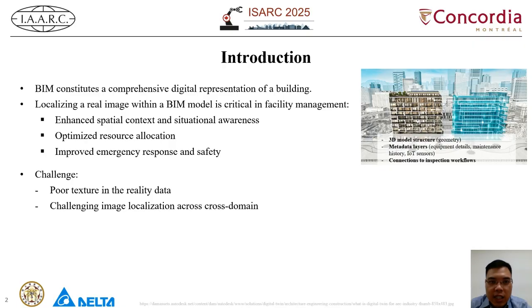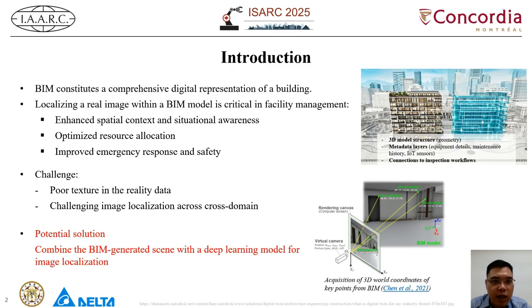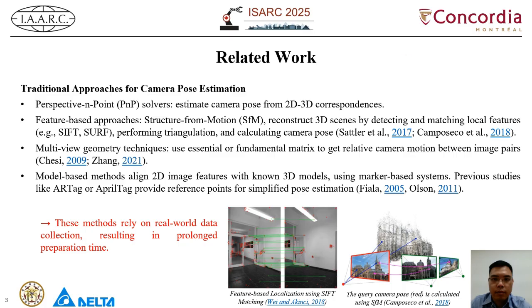However, localizing images from reality to BIM remains challenging, mostly due to poor texture in real-world images and cross-domain variance. So to address this, we propose combining BIM-generated scenes with a deep learning model to enhance image localization results.